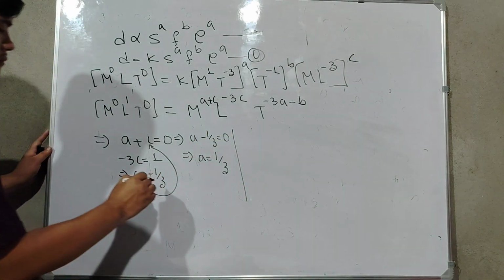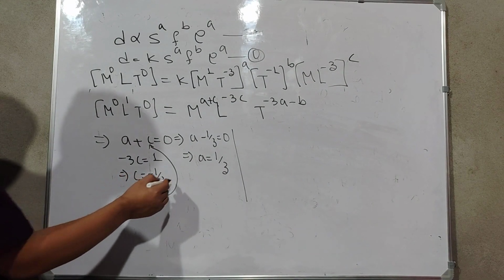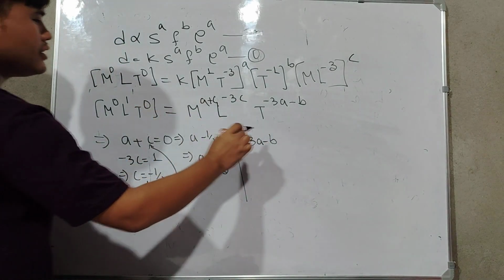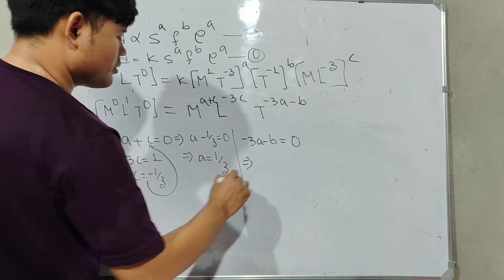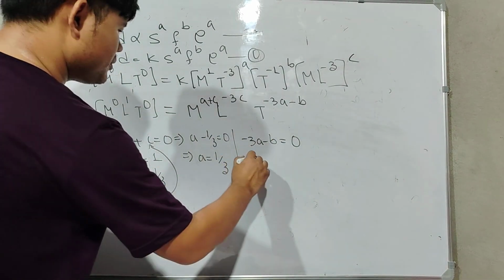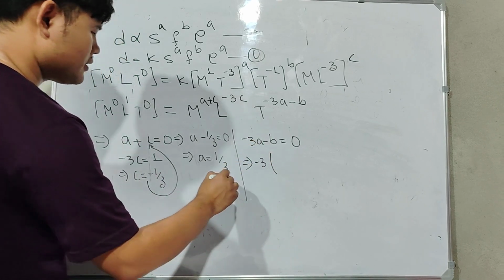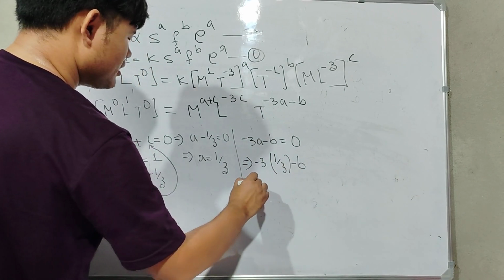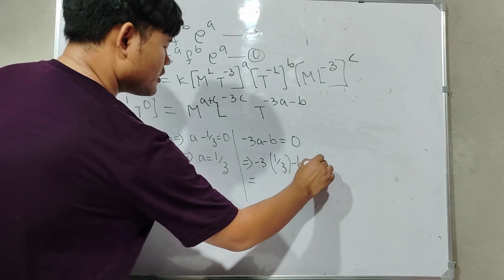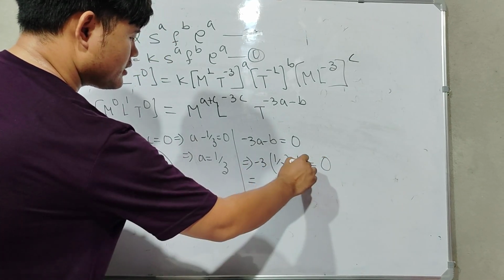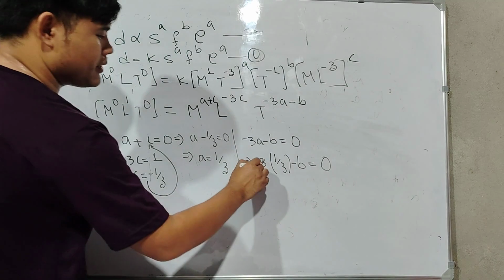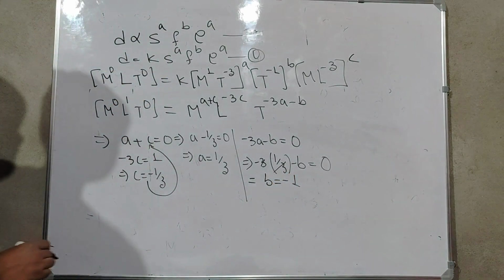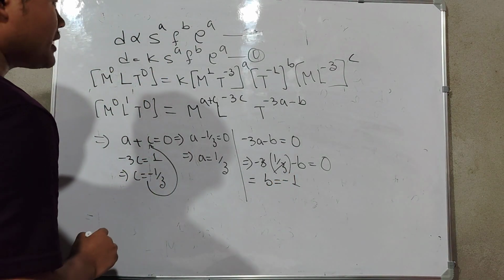Okay, next. So what will we get then? Minus 3A minus B is equal to 0. So what will we get here? A value you put, minus 3. A, how much did we get? 1 by 3, minus B is equal to 0. So what you will get? 3, so minus 1. So B is equal to minus 1 we will get. Right? So A is equal to 1 by 3.